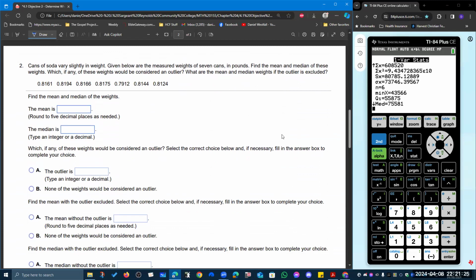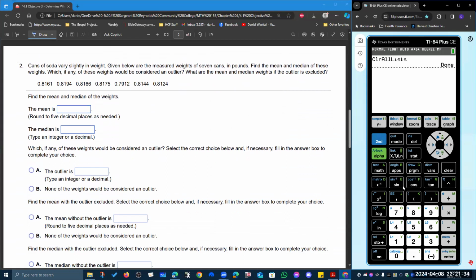Cans of soda will vary slightly in weight. Given below are the measured weights of 7 cans in pounds. Let's go ahead and enter this data in here.